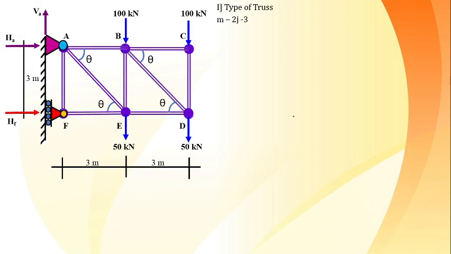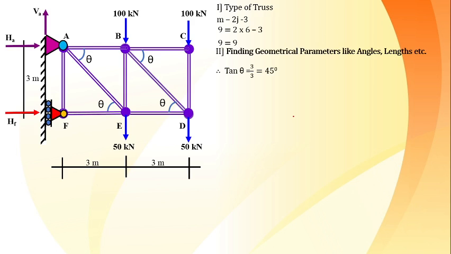Type of truss: number of members 9, number of joints 6. So 9 is equal to 9, that is a perfect truss. Second thing, we have to find out the geometrical parameters like angles and lengths. So we know tan theta is equal to 3 by 3, so theta is equal to 45 degrees.